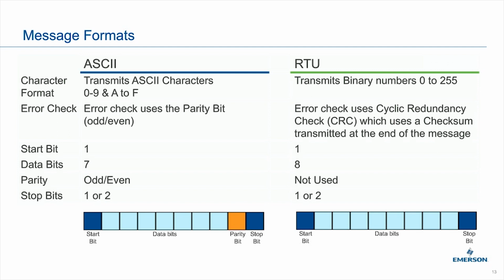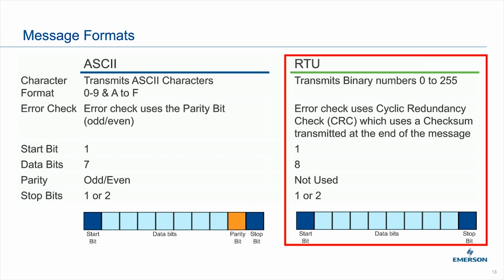That's the ASCII format. The RTU format transmits a full 8-bit binary number from 0 to 255. The error check is actually a CRC check, which is a checksum transmitted at the end of the message packet. It uses 1 start bit, 8 data bits. It doesn't use parity because it uses the CRC error checking, and you can have 1 or 2 stop bits. And without a doubt, RTU is definitely the most common method used for communication today. Some older systems will still use the ASCII format. All of our gas chromatographs can communicate with ASCII and RTU, but RTU is definitely the most common format used.